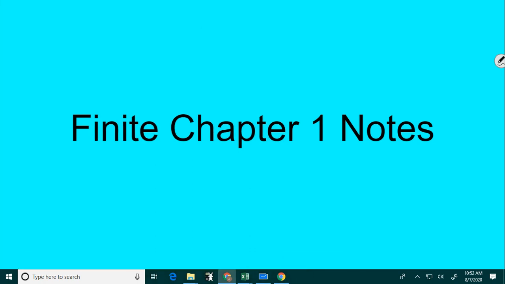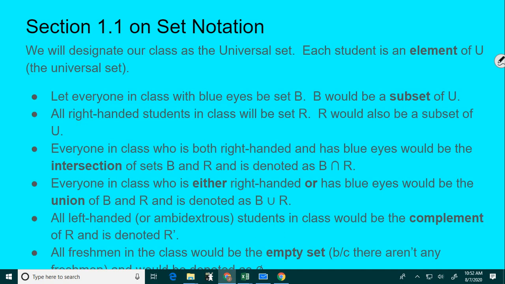So we're starting chapter 1 here. We're going to go through section 1.1 on basically an introduction to set notation. So this is going to be kind of a lot of vocabulary and symbols that you need to know throughout the year, especially first semester. So let's take a look at a little example here.